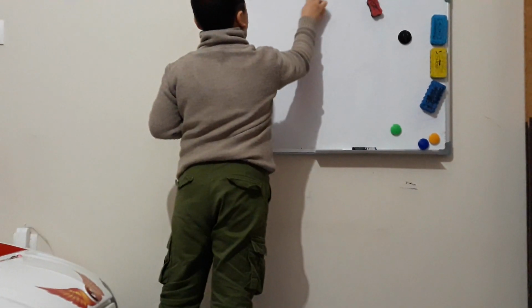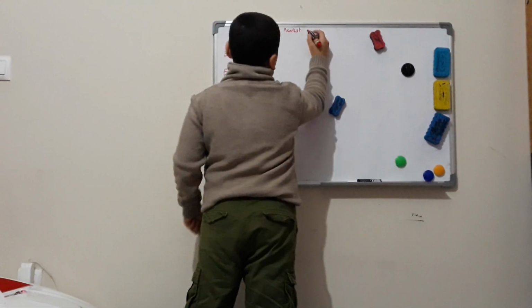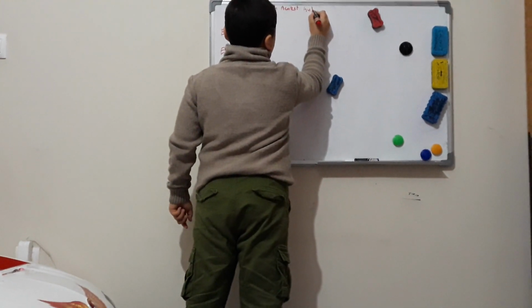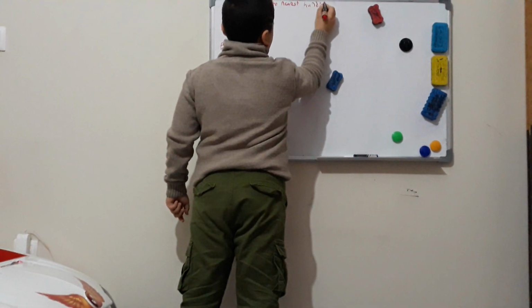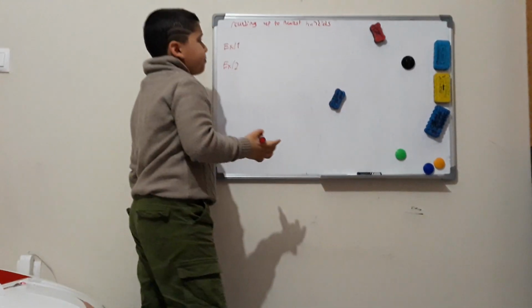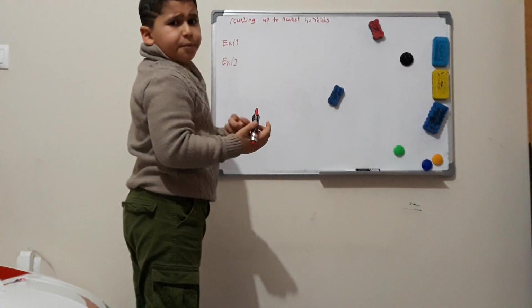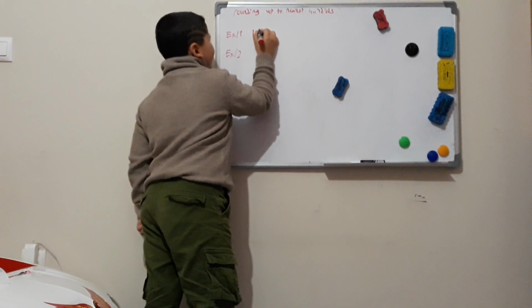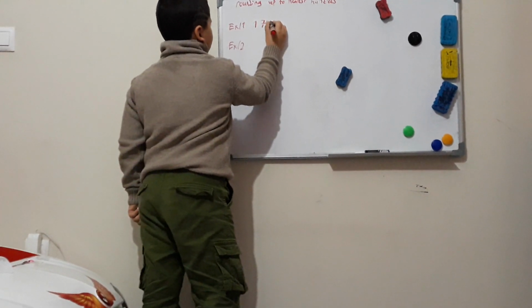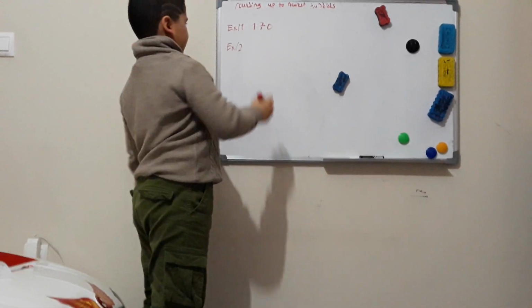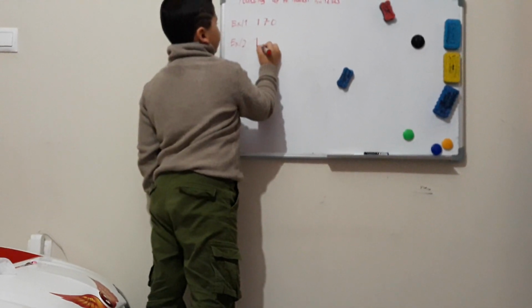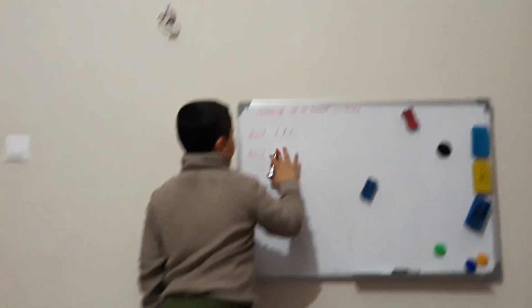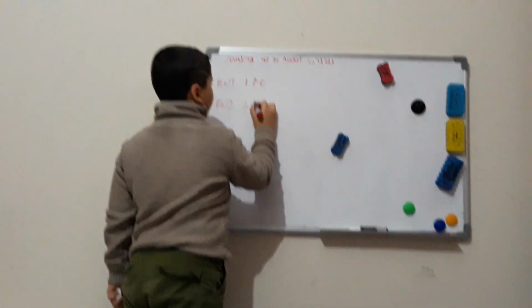Let's round to the nearest 100. Hundreds. My first example is 170. Second example is 230.